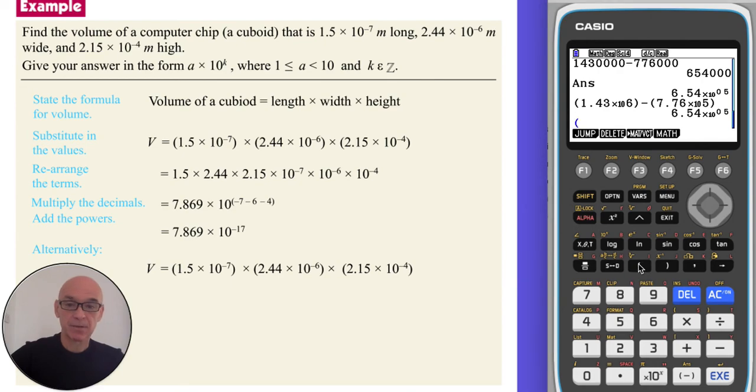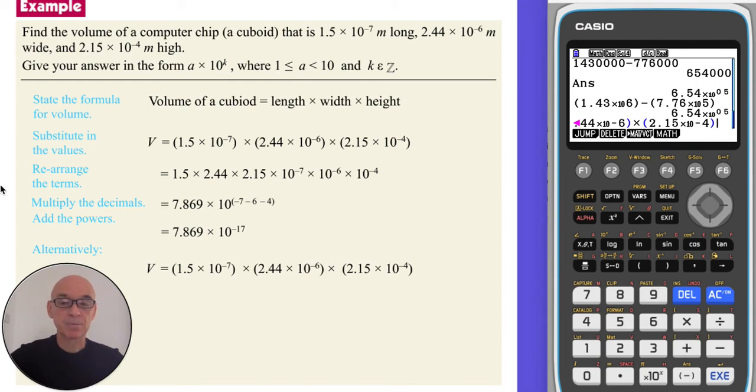Again, I'll put a bracket around the length, 1.5, press the EXP button, then -7, close that bracket, multiply it by the width, 2.44, power of -6, and finally multiplying that by the height, 2.15, press the EXP button, and -4.